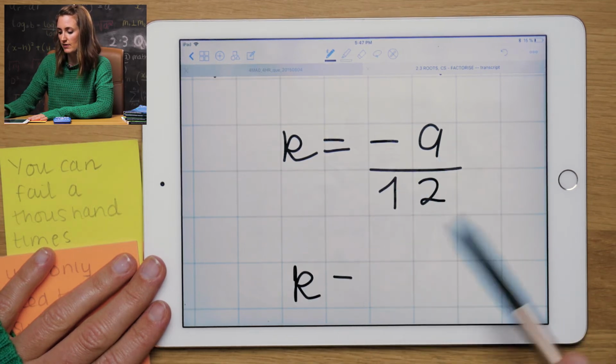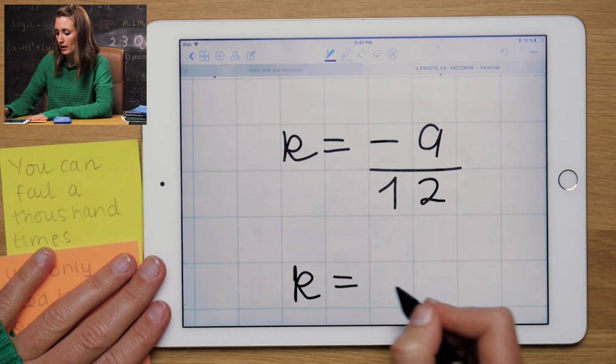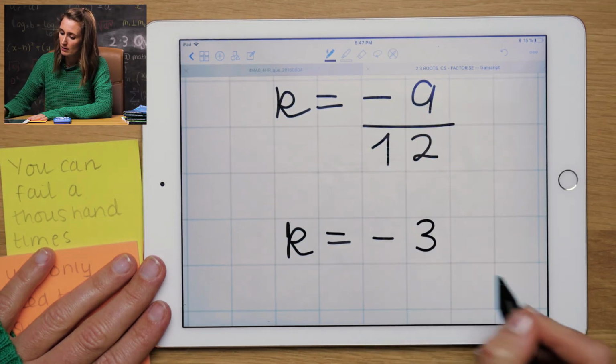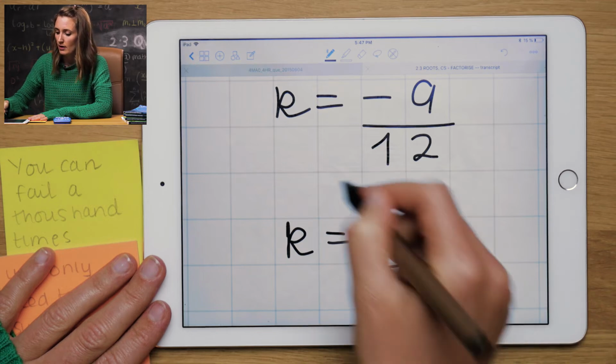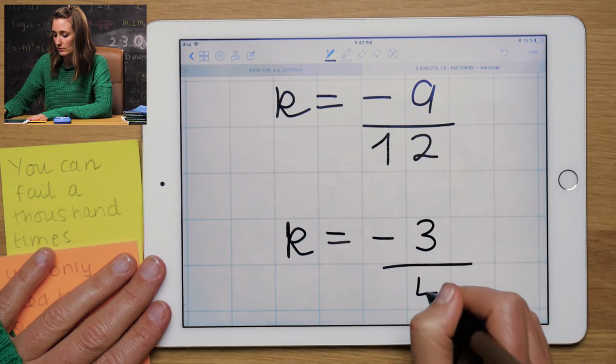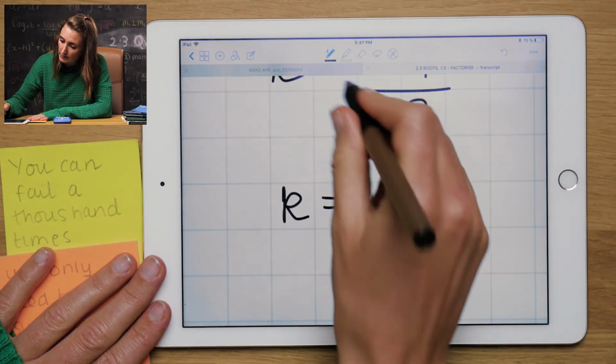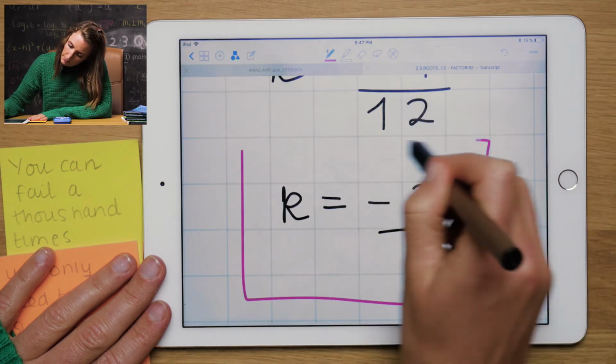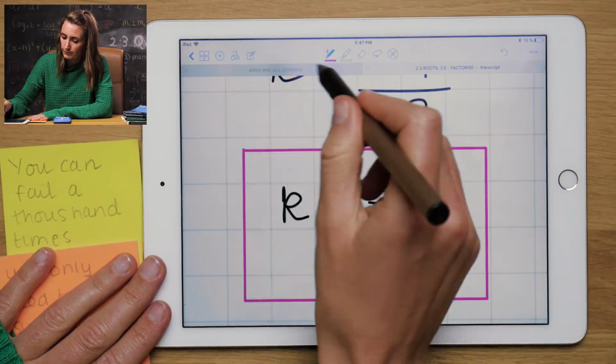We're just going to simplify that fraction down by dividing by 3. 3 goes into 9, 3 times. 3 goes into 12, 4 times. So my final answer here is going to be minus 3 over 4.